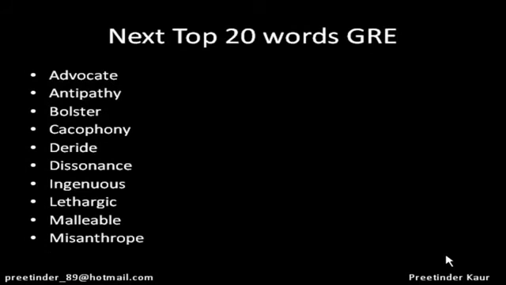The next word is misanthrope. Now mis is a root word for hatred. Anthrope is a root word for people or humanity. So a person who dislikes or hates people is a misanthrope.